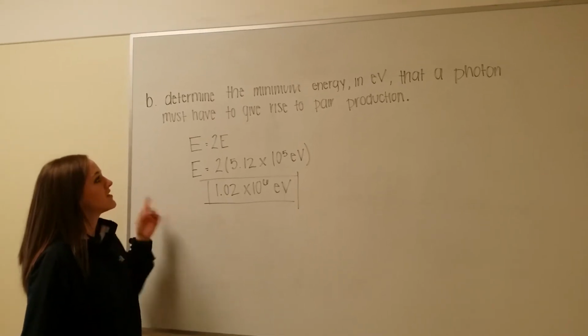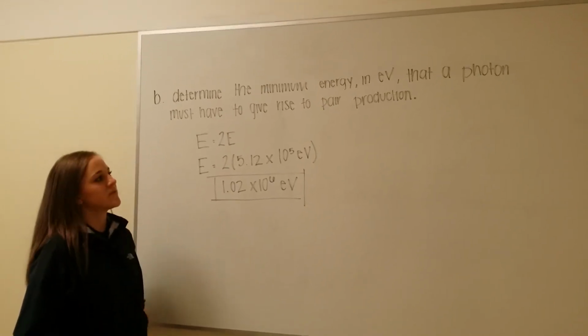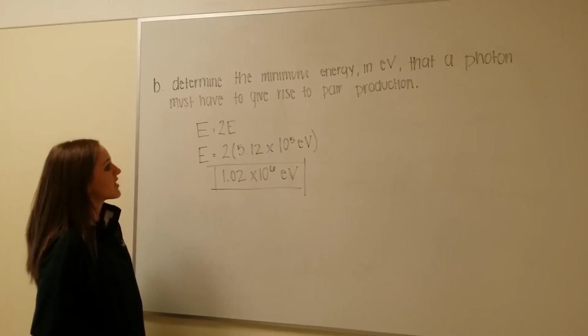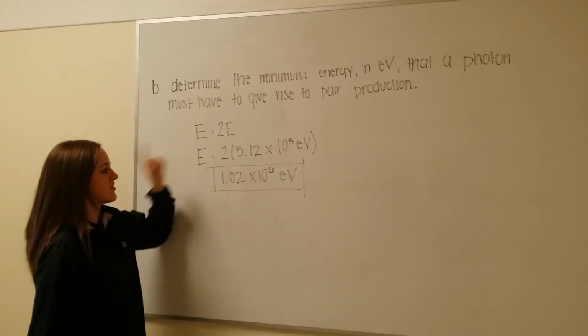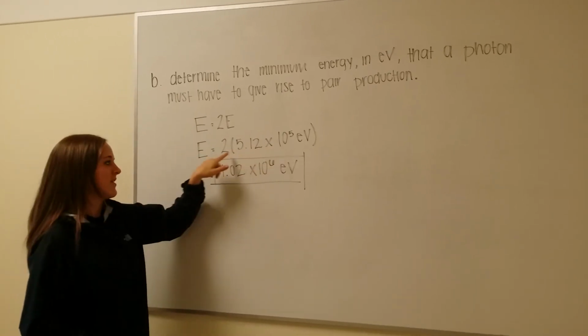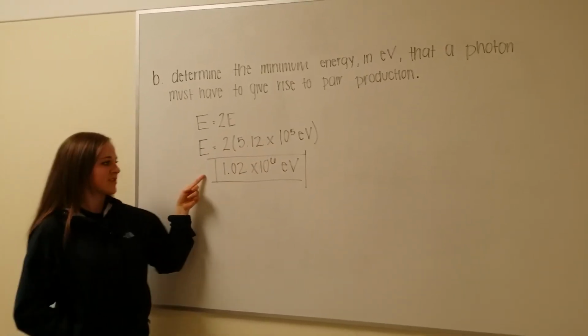So for part B, we have to determine the minimum energy in electron volts that a photon must have to give rise to pair production. In order to find this, we just multiply the energy by 2. So we take our answer in part A and double that, which gives us our answer here.